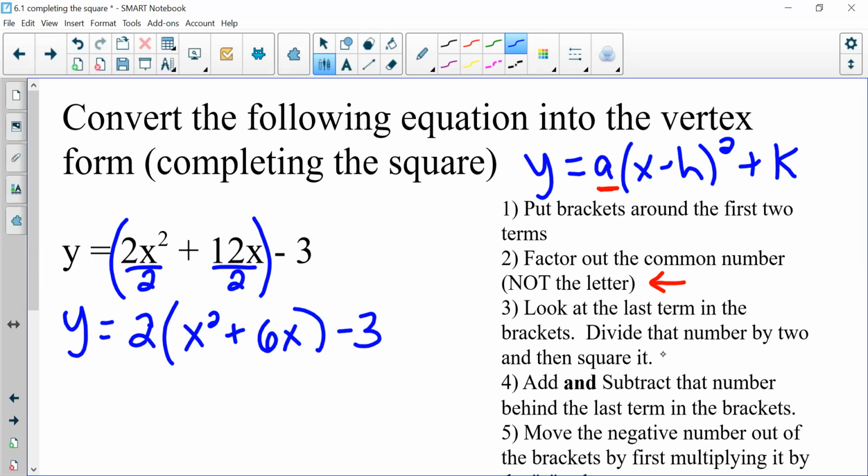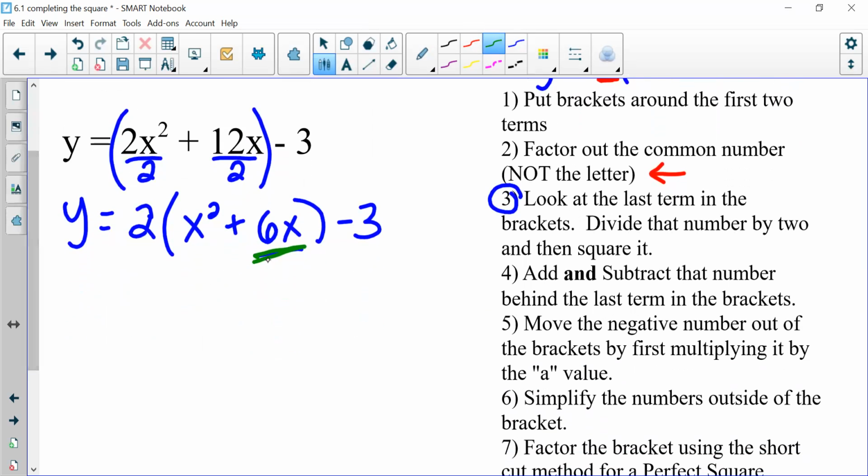The next step here is going to look a little unusual. Look at the last term in the bracket. So that's this one here. I'm going to look at the 6x. Divide the number by 2 and square it. So for now, just trust the steps, trust the process, and you'll see what happens here. So 6 divided by 2 is 3, and 3 squared is 9. You might be wondering, like, well, that's nice, Mrs. Reed, why would we do that?